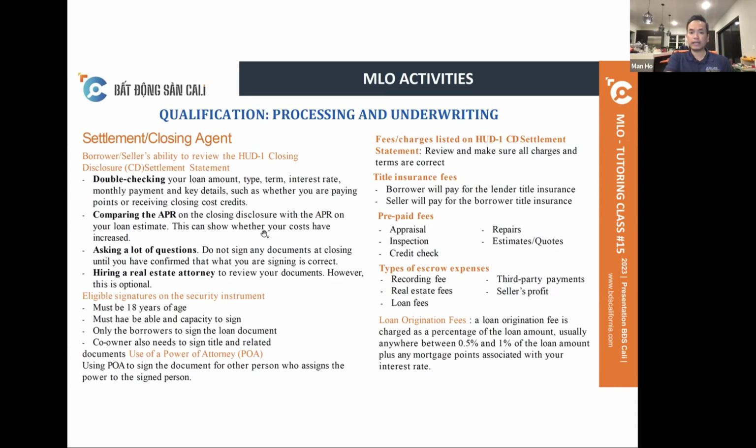Fee charges are listed on the HUD or CD. Any fee listed on the CD needs to be correct. Title insurance fee, prepaid fees including the appraisal, inspection, credit report, repair estimate quote. We saw this during the demo yesterday. Types of escrow expenses include recording fee, real estate fee, loan fee, third-party payments, and seller profit. Loan origination fee is an amount charged as a percentage of the loan, usually between 0.5 and 1% of the loan amount, plus any mortgage points associated with your interest rate.